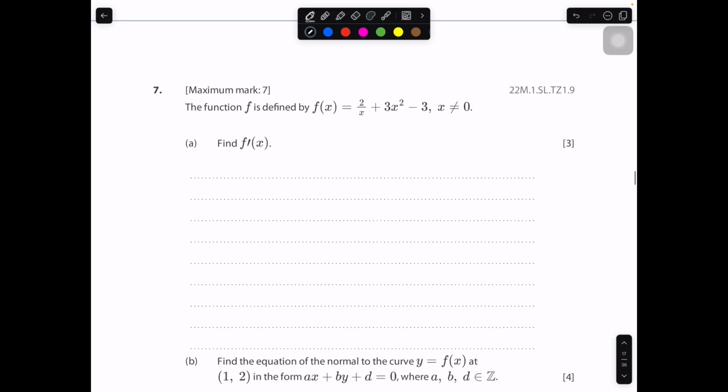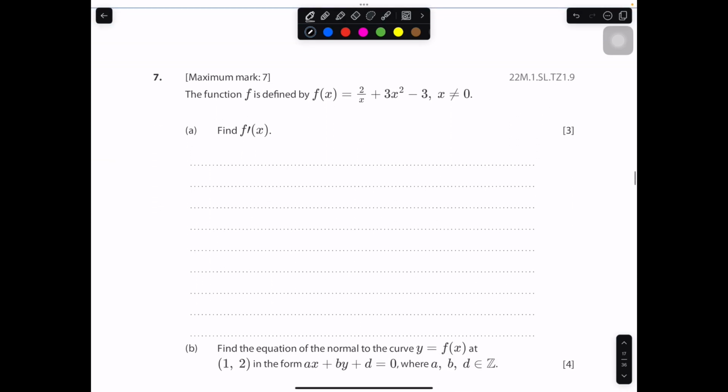Alright, let's look through this. Question number 7. The function f is defined by f of x equals 2 over x plus 3x squared minus 3, where x does not equal 0. Find f prime of x.